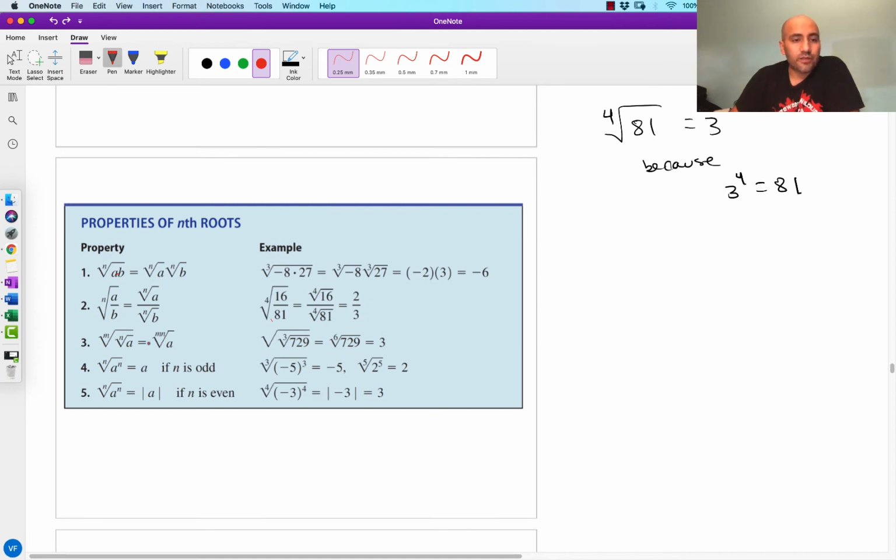This one's a little bit trickier. The mth root of the nth root of a is equal to the m times nth root of a. So let's see if we can explore why that is. Consider, for example, if we had the cube root of the square root of 3. How can we simplify that? Let's start with the outside.